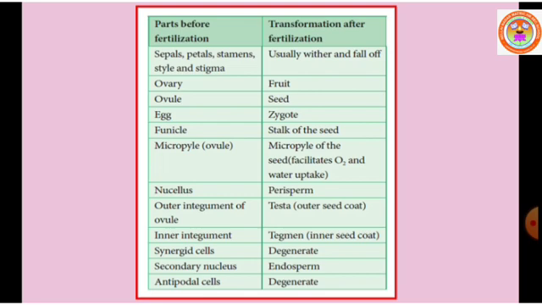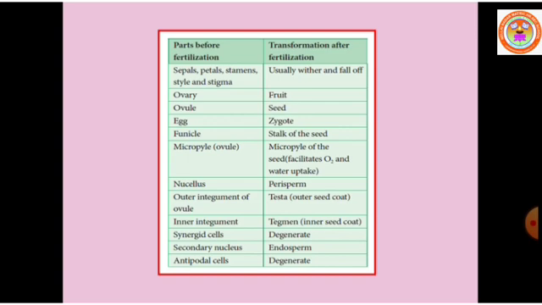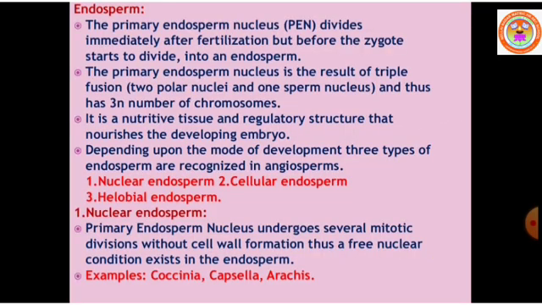Synergids found in the egg apparatus will disintegrate. The secondary nucleus present in the embryo sac becomes endosperm. Antipodal cells found in the chalaza region disintegrate. Disintegrate means they will disappear and will not become a useful form. These are some of the most important changes that occur in the flower after fertilization. Okay, so now we will be continuing.